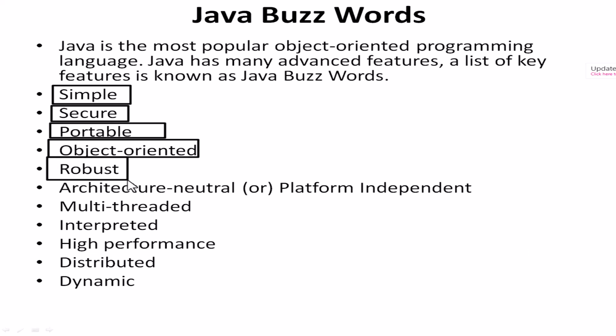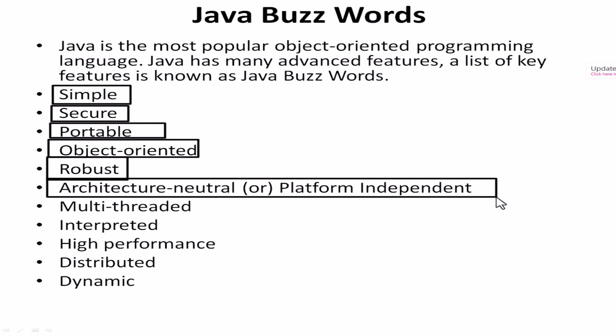Next, robust. It is going to make strong applications, and also it provides memory management and garbage collection features. Because of that reason it is robust. Next, architecture neutral or platform independent. It is architecturally neutral, so it can execute on any particular architecture, like servers and other kinds of machines. The .class file can be executed anywhere, and because of that reason it is platform independent.